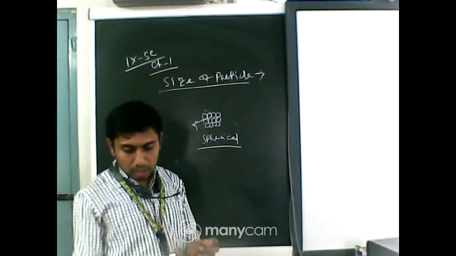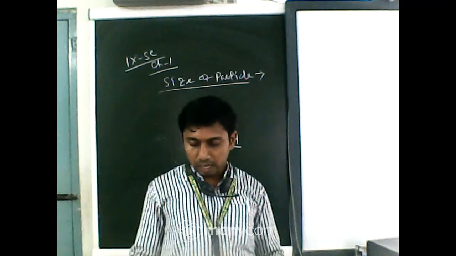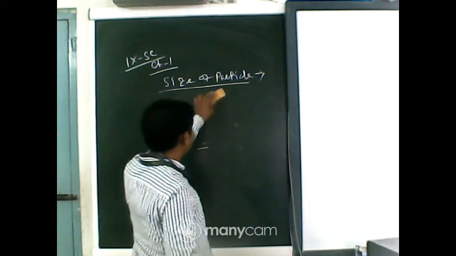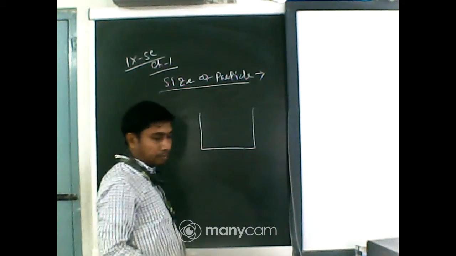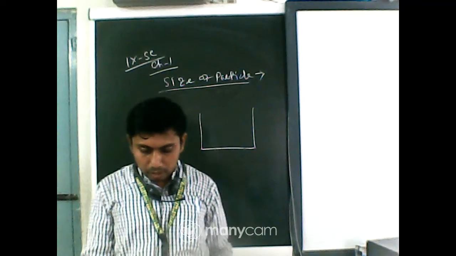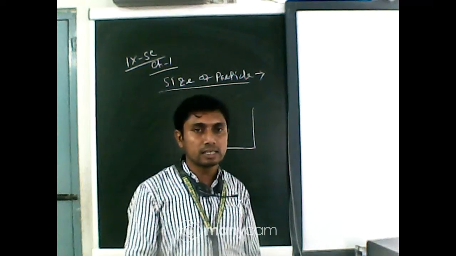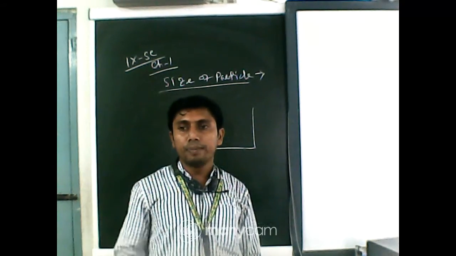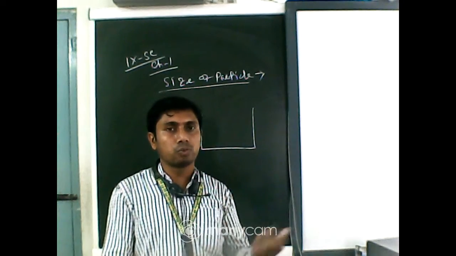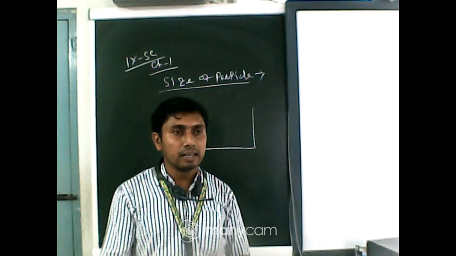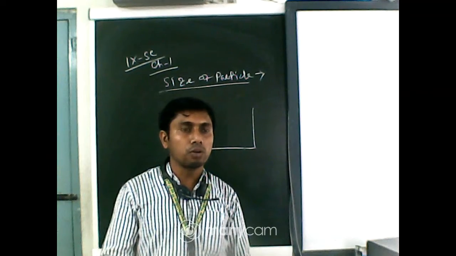Next point, particles of matter are continuously moving. Now look at this, there are some activities given. Put an unlit incense stick. When the incense stick burns, if you keep it at a corner of a room, after a certain time it will spread throughout the room. This indicates that the very small incense particles can disperse throughout the room.